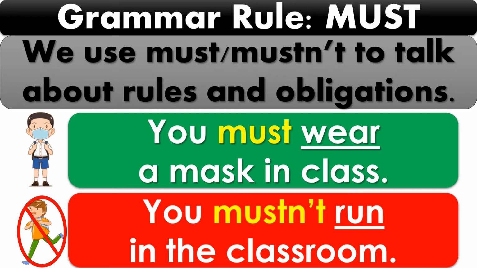We use must or mustn't to talk about rules and obligations, kind of like things we have to do. For example, you must wear a mask in class, or you mustn't run in the classroom. And as you can see with must or mustn't, we use the infinitive form of the verb. We don't add ing, we don't need ed, we don't need s, we just use the infinitive form of the verb, so we don't change it.